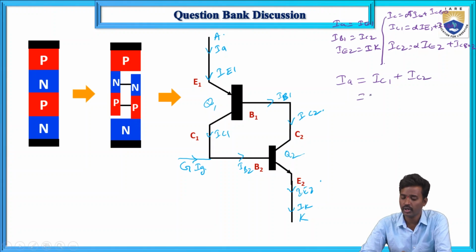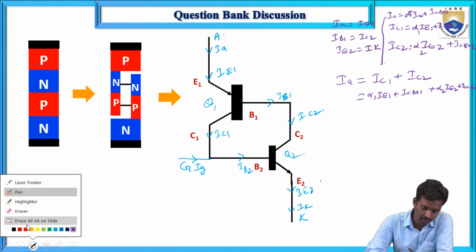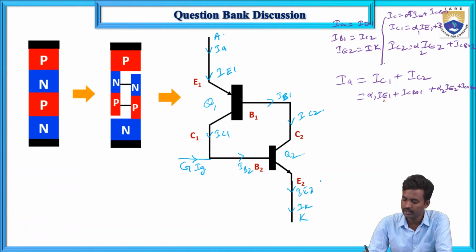So the anode current IA equals IC1 plus IC2, if you apply KCL. Here IC1 equals alpha 1 IE1 plus ICBO1, and IC2 equals alpha 2 IE2 plus ICBO2. So this is how we can write the IA.